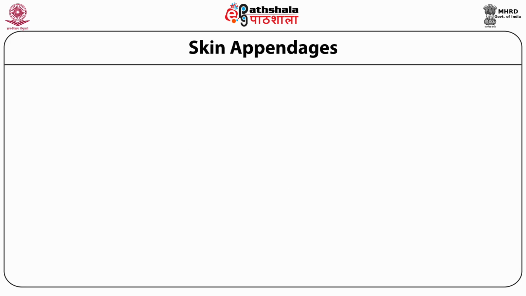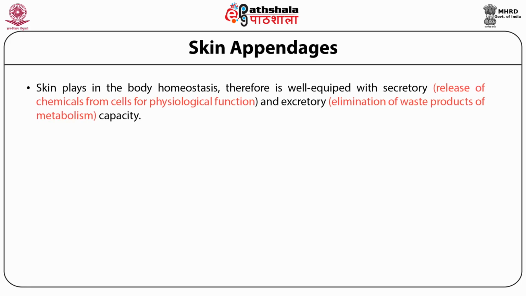The skin appendages. After understanding the epidermis and dermis, let us go into the understanding of the skin appendages. We all know that skin plays an important role in body homeostasis. Therefore, it is very well equipped with secretory and excretory capacity. The secretory capacity primarily includes the release of chemicals from cells for physiological functions, while the excretory capacity comprises the elimination of waste products of metabolism.